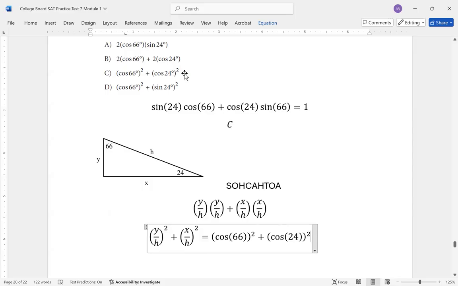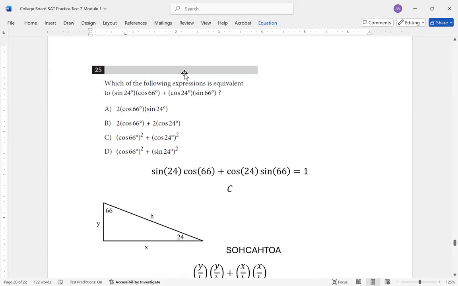So you can think of it as SOHCAHTOA as well if you're nervous about those calculations and plugging things into your calculator. So thinking of right triangle SOHCAHTOA or just doing the calculations, both give you that C is the correct answer to question 25.